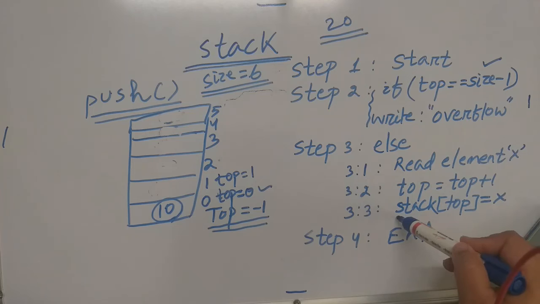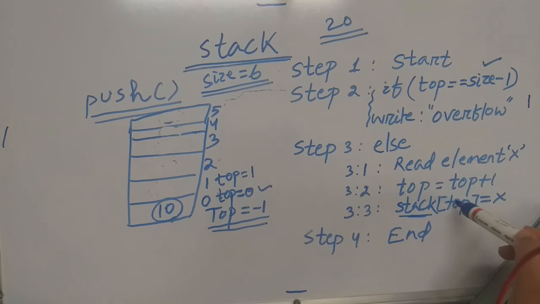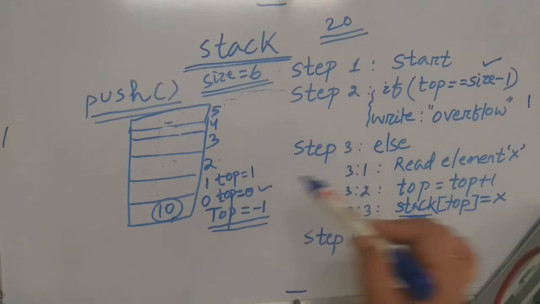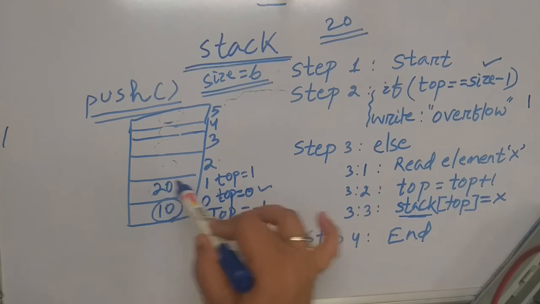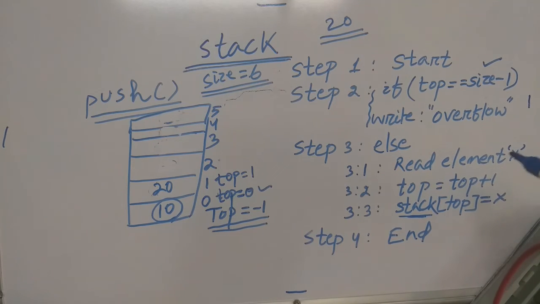Stack is the name of the array, and top is the index value. So top equal to 1, so in stack[1] we store the x, which is equal to 20. Clear? So next what we are doing here?